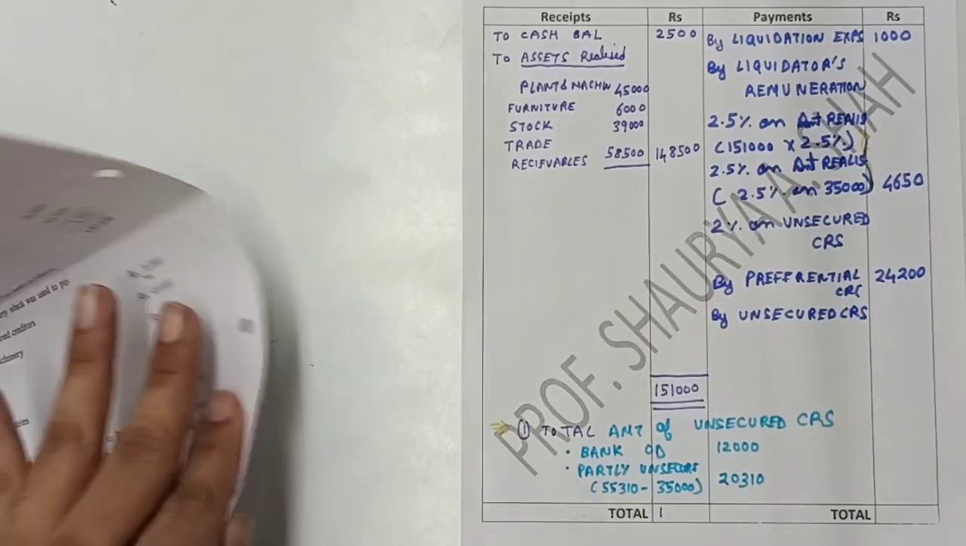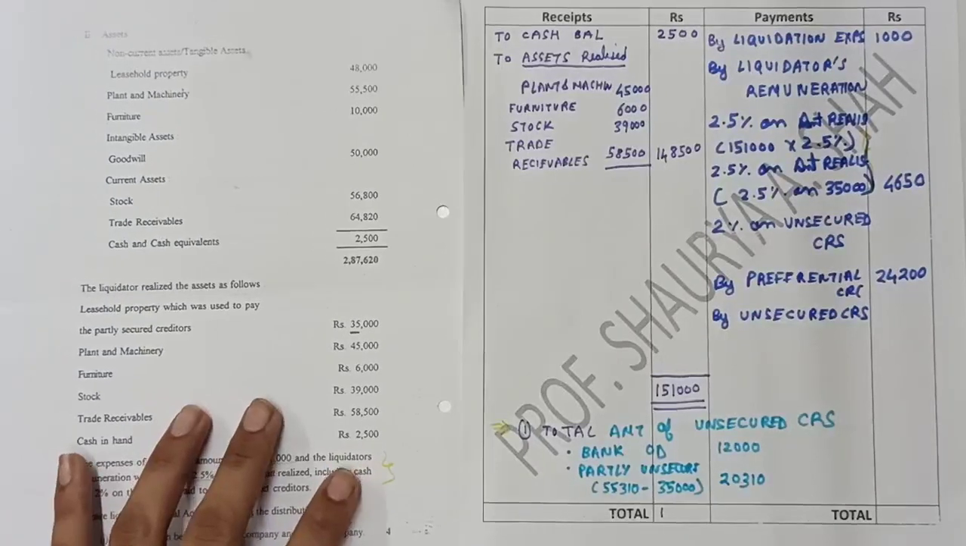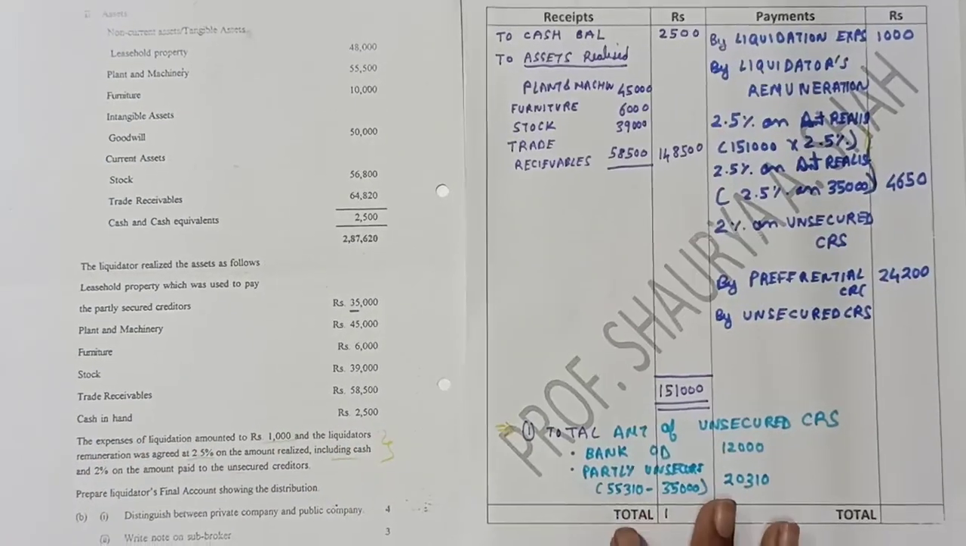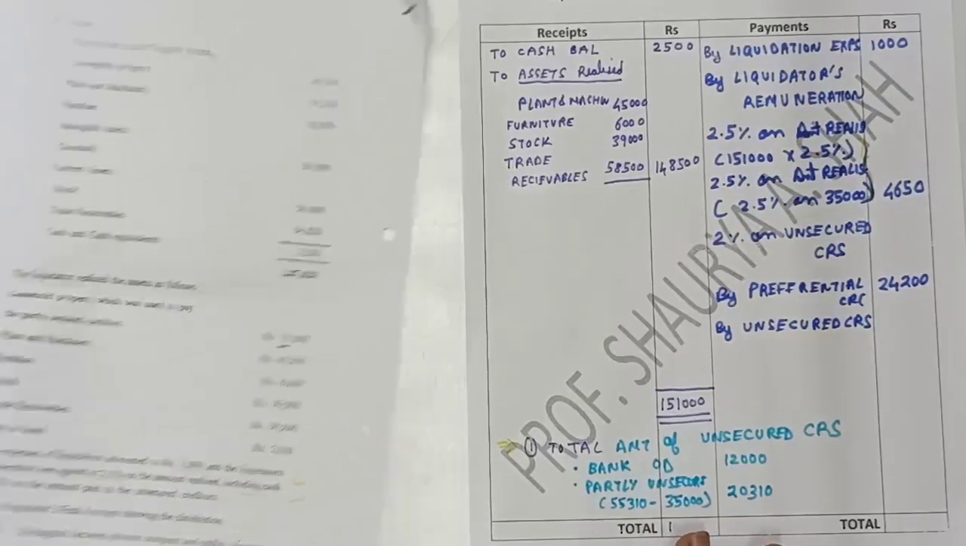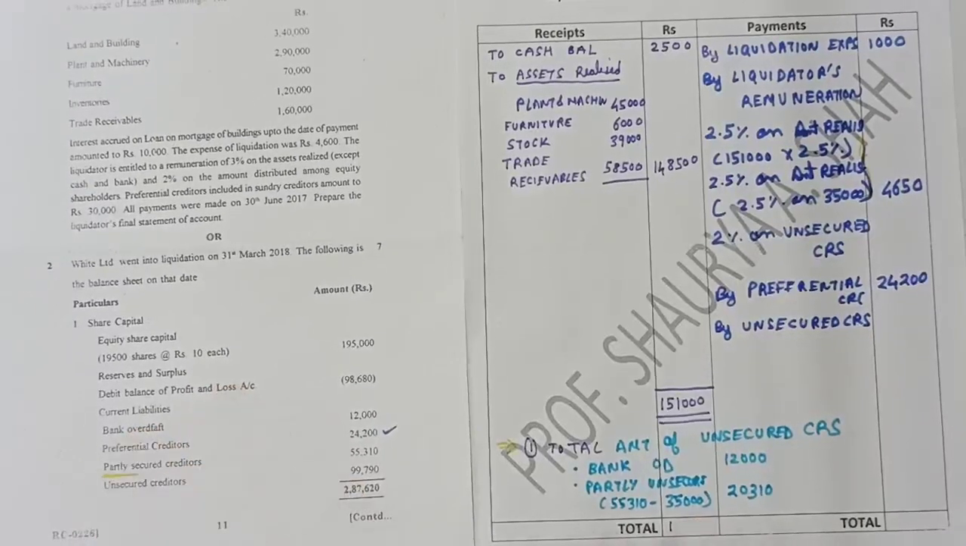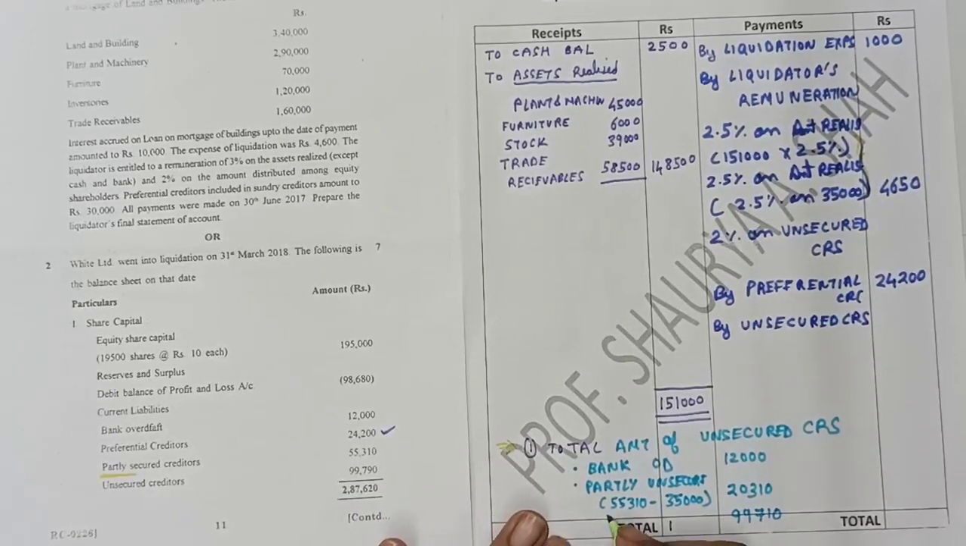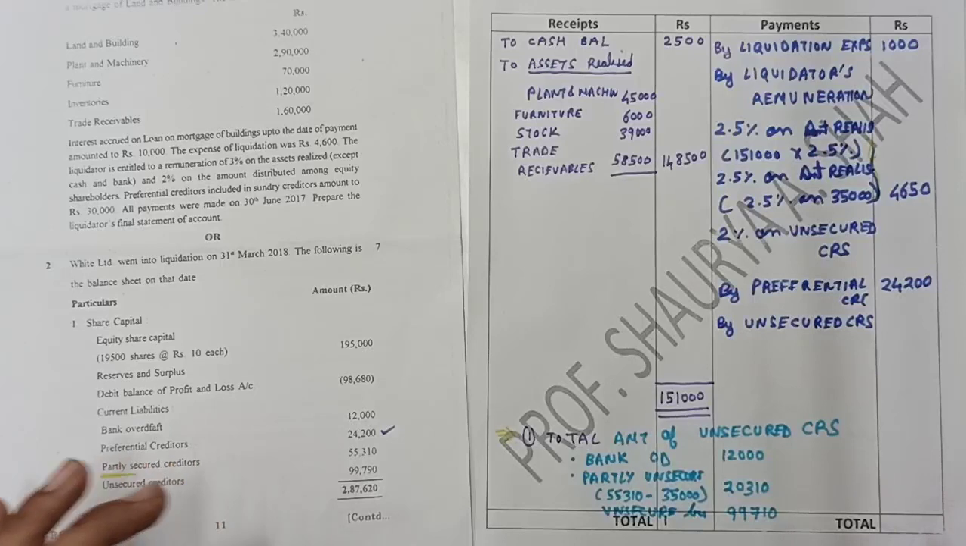And the last thing on the liability side they have given is the unsecured creditors, which is given directly, right? So what is the amount of unsecured creditors directly given? It is 99,710. So I'll write down 99,710 is my unsecured creditors, which is given in the balance sheet, right? I suppose all of this forms part of your working, which is very important to do in your exam, showing from where you are getting the amount.